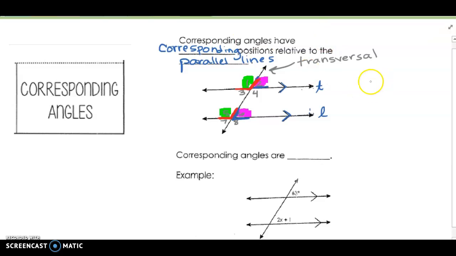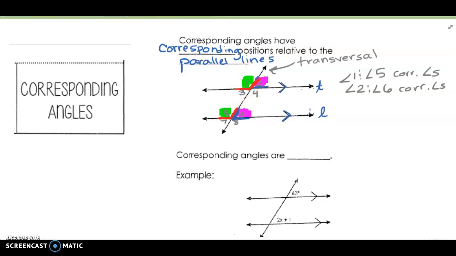And you may want to write this down, guys. Angle 1 and angle 5 are corresponding angles. Angle 2 and angle 6 are corresponding angles. Okay, there's 2 more pairs.